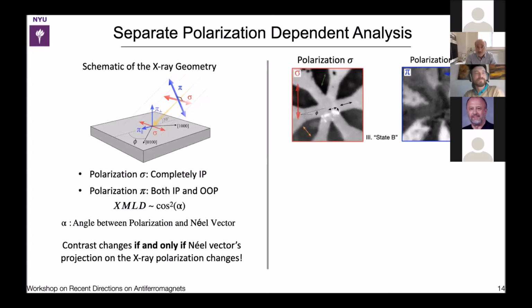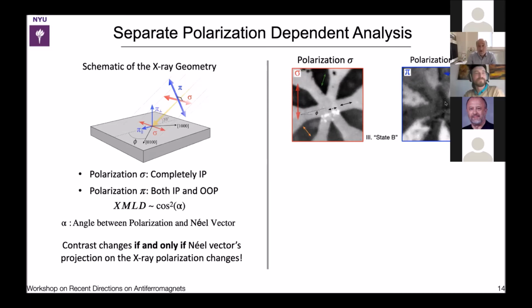This shows this little domain is the one that switched, and we can say that it has a component along the line here, like indicated here. And this is, again, that same image, state B, the same configuration of the sample after pulse B, taken with pi polarization. And you can see this dark contrast.